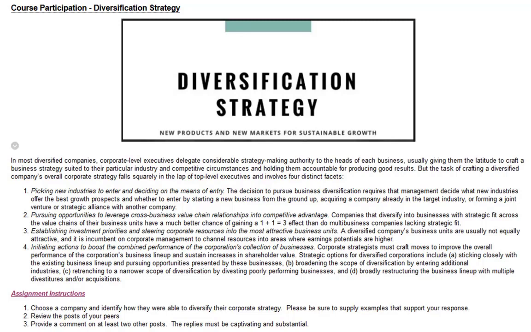So the assignment instructions, of course, choose a company and identify how they were able to diversify their company strategy. Make sure you provide examples that support your response. Of course, review the posts of your peers, and last but not least, provide a comment on at least 2 posts.